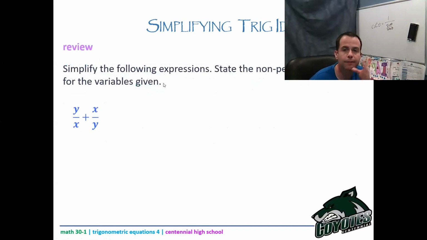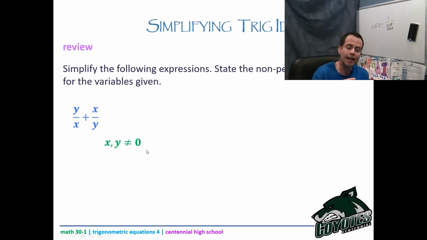It says simplify the following expressions, state the non-permissible values for the variables given. So I have y over x plus x over y. First of all, non-permissible values, what is not allowed to happen? Well, x can't be 0 and y can't be 0 because both of those appear on the bottom of a fraction, and that's a no-go. So x and y can't be 0.